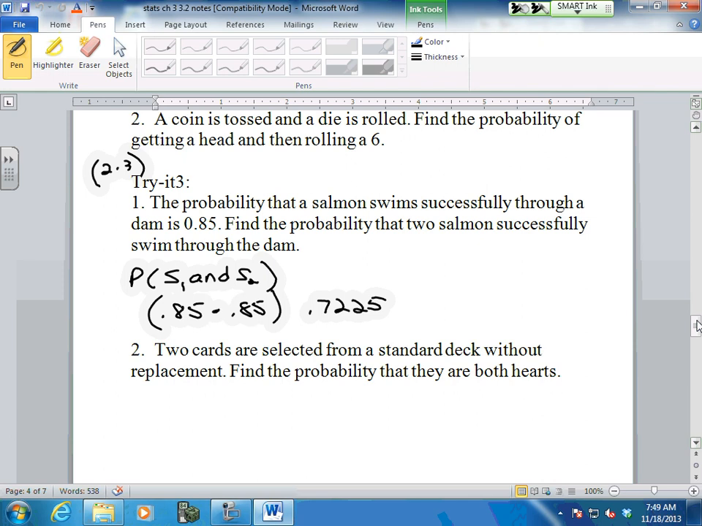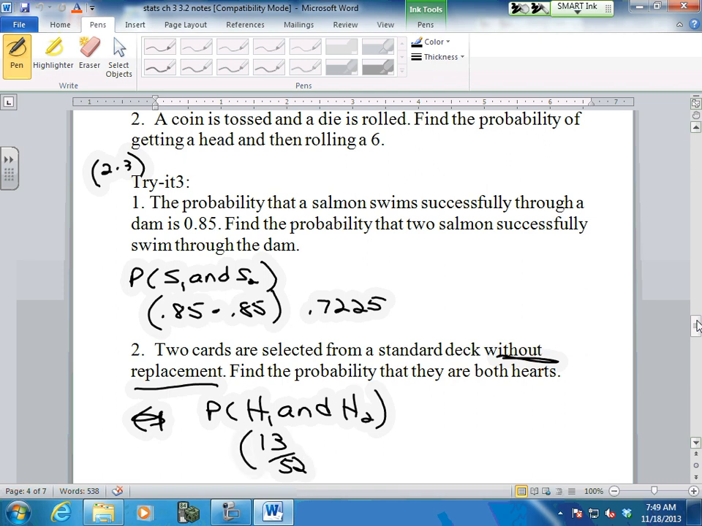The next one, two cards are selected from a standard deck without replacement. So does this make this dependent or independent? Dependent. So your probability is going to change on the second card. So I want the probability of a heart and then a second heart. First time around, what is the probability of a heart? 13 out of 52. Second time around, I'm keeping that heart. What's the probability of a second heart? 12 over 51. Good. One less heart, one less card.